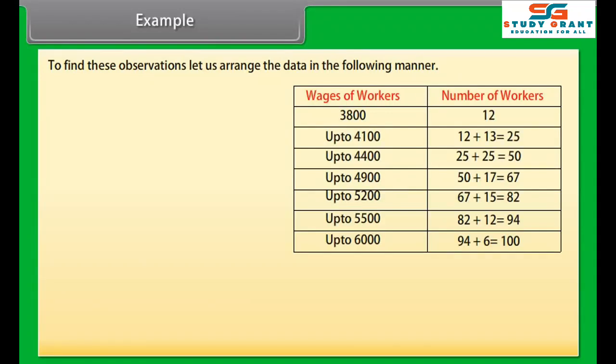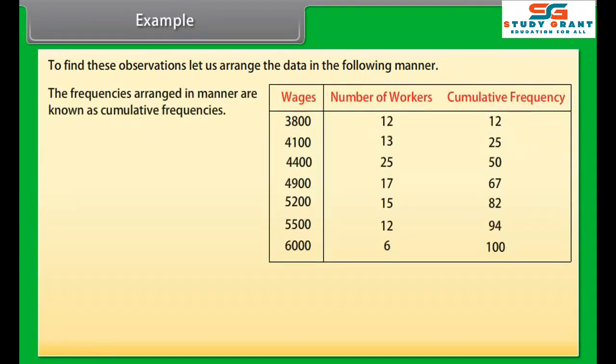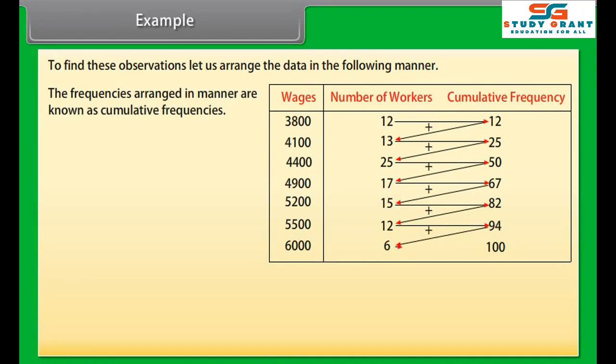In this, we have written the total number of workers who are taking wage up to 3800, up to 4100, up to 4400, up to 4900, up to 5200, up to 5500, up to 6000. The frequencies arranged in this manner are known as cumulative frequencies. The table shown tells you how to calculate the cumulative frequency column quickly.